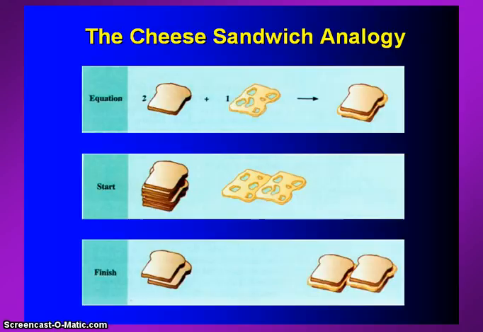So, to find the limiting reactant, we can start with the cheese sandwich analogy. This kind of simplifies things a little bit. For our equation here, to make a cheese sandwich, you need 2 pieces of bread, 1 slice of cheese, and that gives you 1 cheese sandwich.